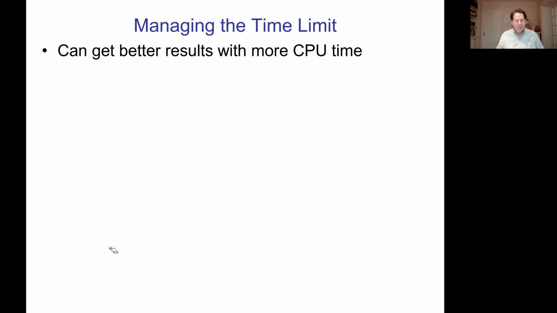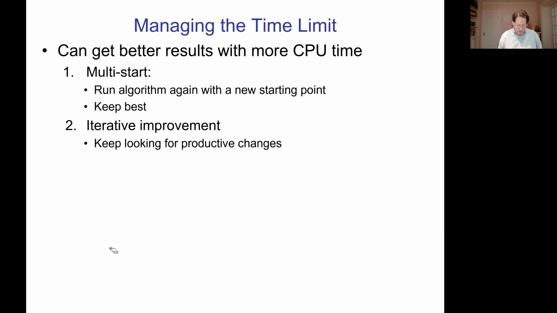I want to talk quickly about managing the time limit. So milestone 4, we give you 50 seconds to solve each problem, whether it's big or small. You can get better results by using more CPU time. So you can in different ways. You've written a certain algorithm. If you can add some randomness into it, you can run it multiple times with a new starting point and get a better answer. And there's not much code to do that. So you can turn CPU into result quality.